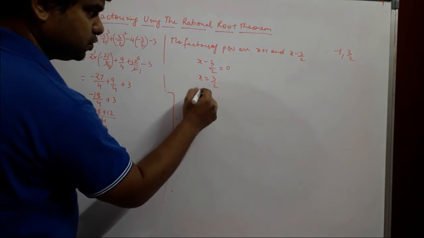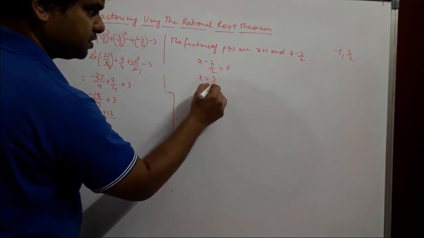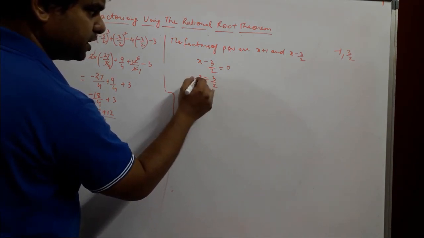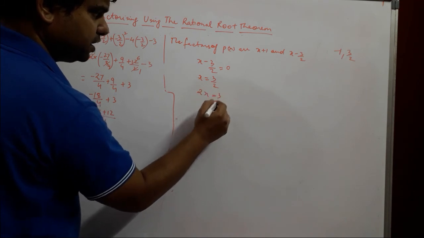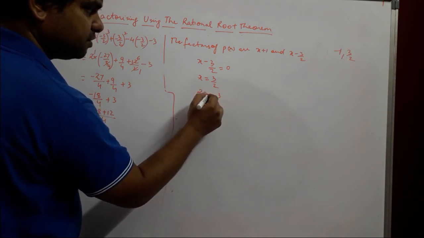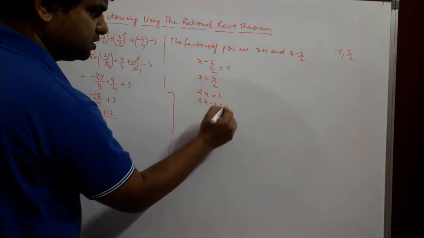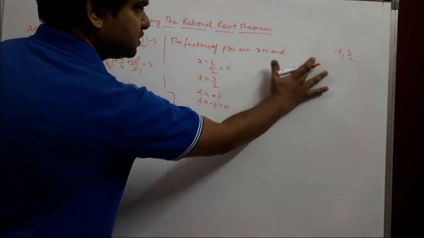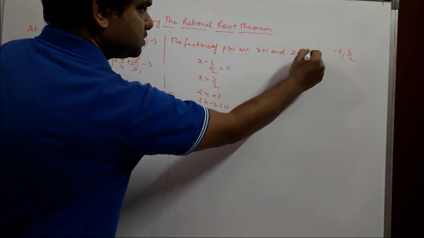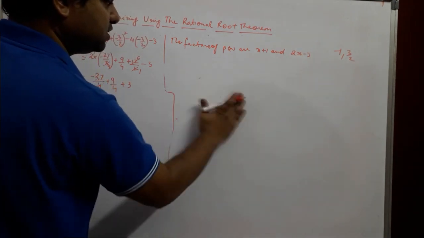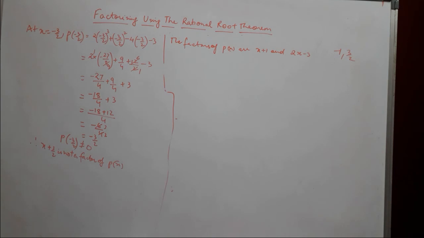We can write it as 2 into x, 2x equal to 3, and then 3 we bring this side, the positive becomes negative, so 2x minus 3. So it is 2x minus 3. So you can write this as 2x minus 3. So these are the factors of the polynomial.